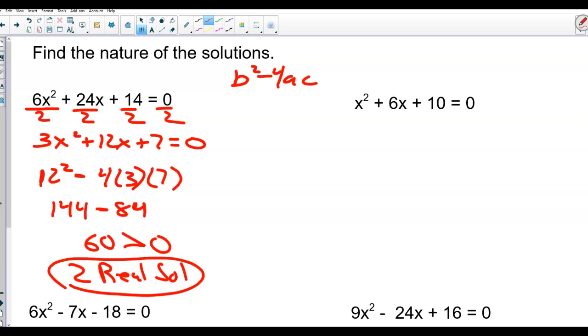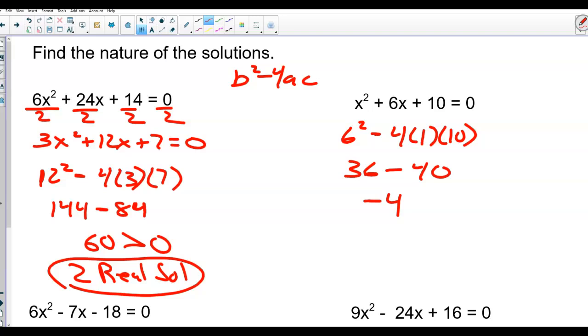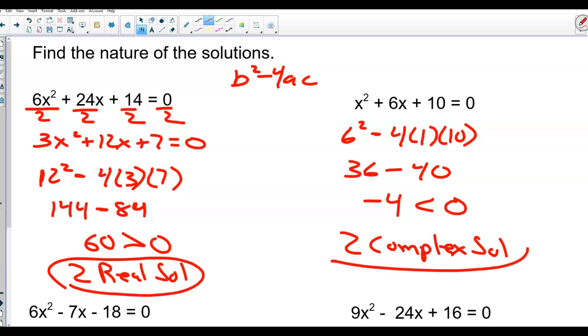Here, there's nothing to take out GCF-wise. 6 squared minus 4 times 1 times 10. 36 minus 40 is negative 4. It doesn't matter if the number's negative, whether it's perfect square or not. If it's positive, that matters. But if it's less than 0, it doesn't matter whether it's perfect square or not. You're still getting 2 complex solutions.